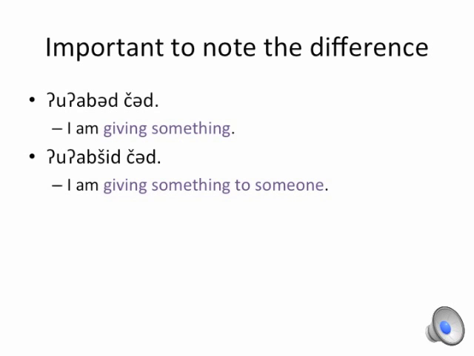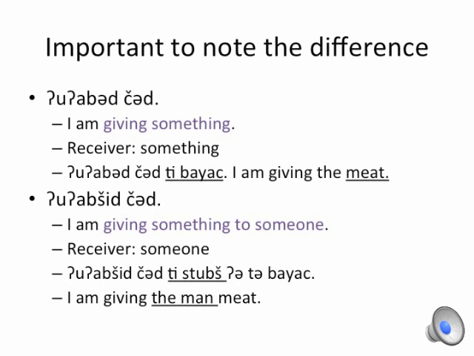So it's important to note the differences between these verbs we're talking about. O atbid ched is I am giving something. O abshid ched is I am giving something to someone. So O atbid ched, I am giving something. The receiver is the something, whatever is being given. O atbid ched ti bayats, I am giving the meat.